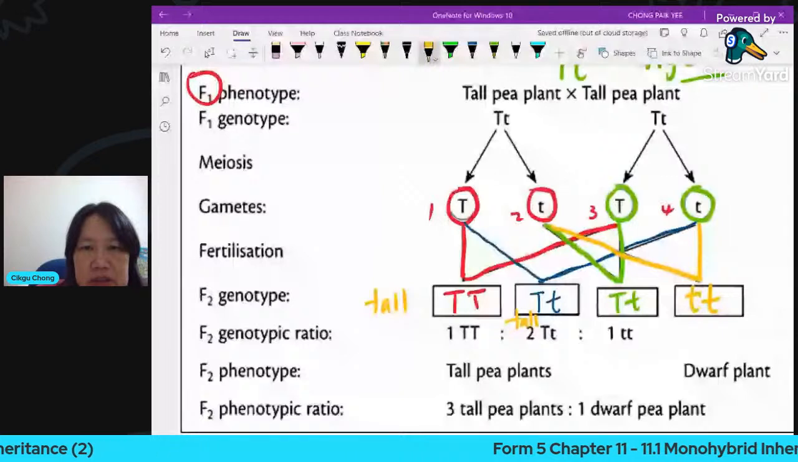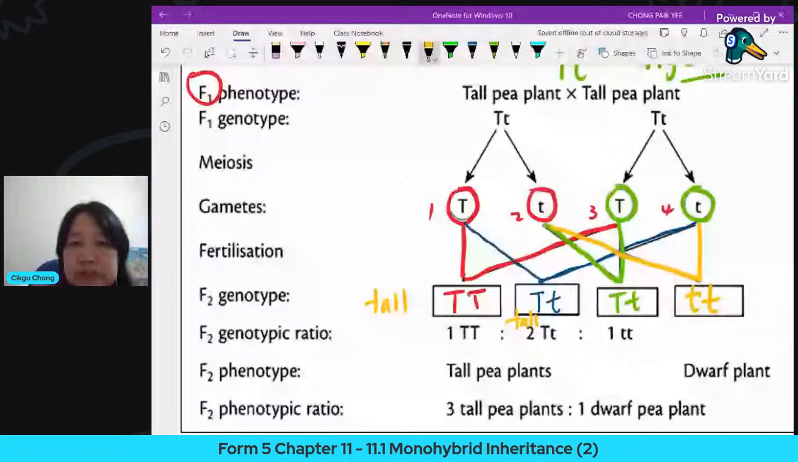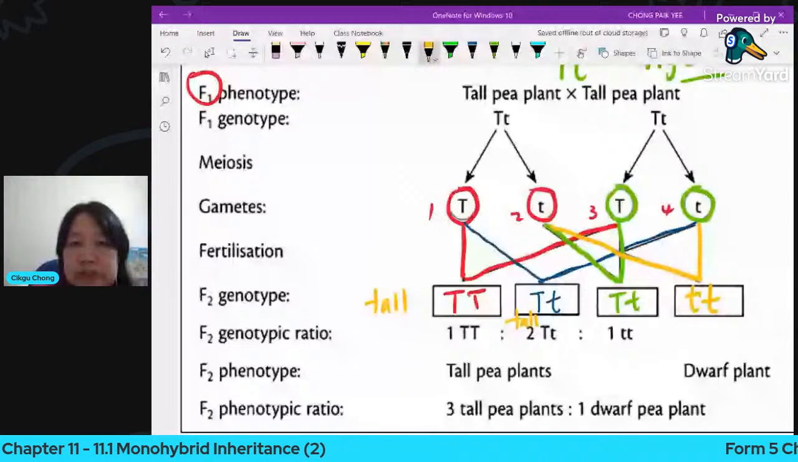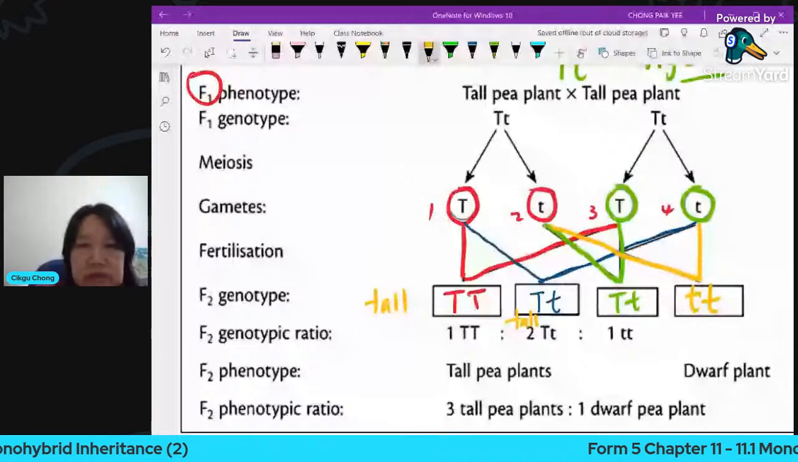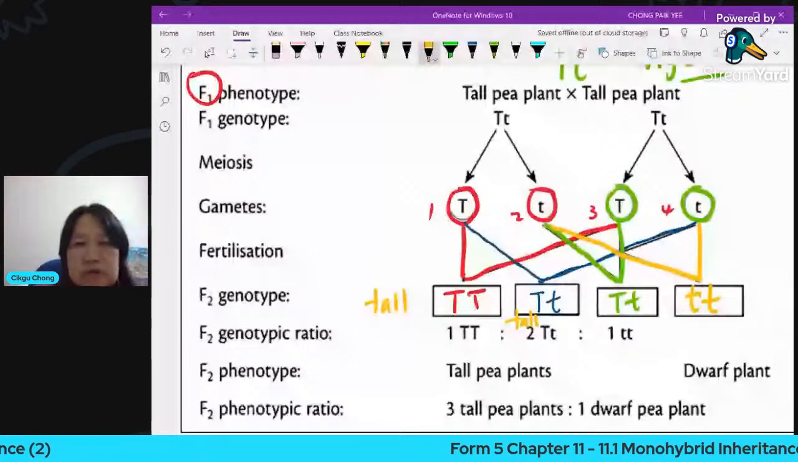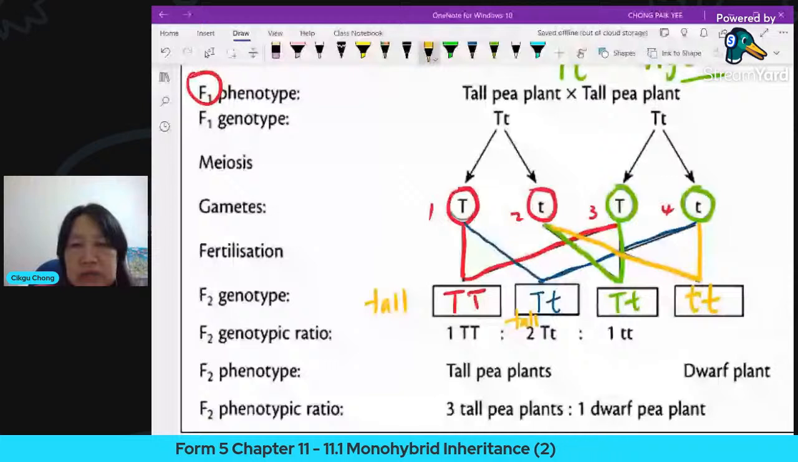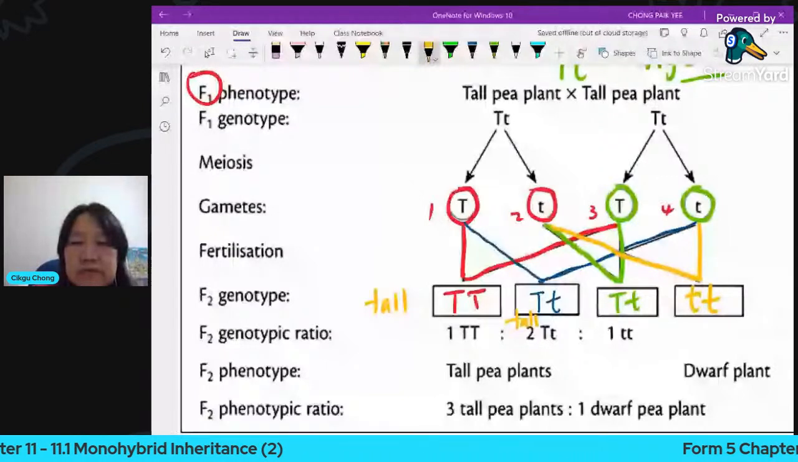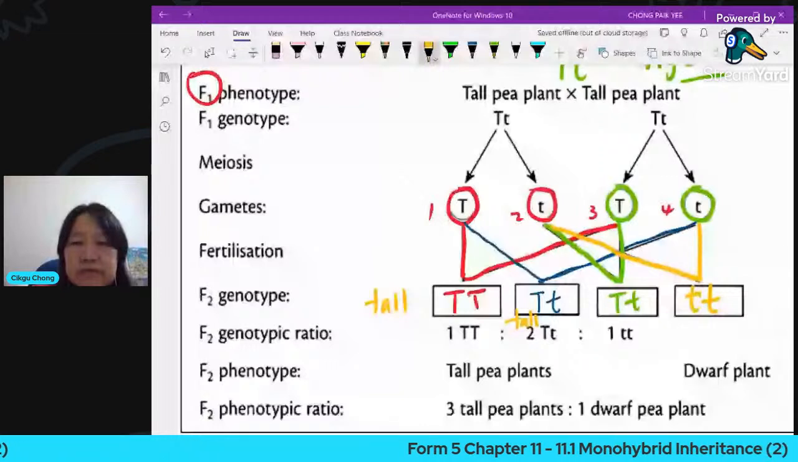Okay, next one. What about the second generation? Look at the second generation. What kind of alleles do you have in the second generation? You have this combination: capital T, small t, capital T, small t. They are not all capital T, not all small t. So you put it here: capital T, small t, capital T, small t. So you just need to combine.